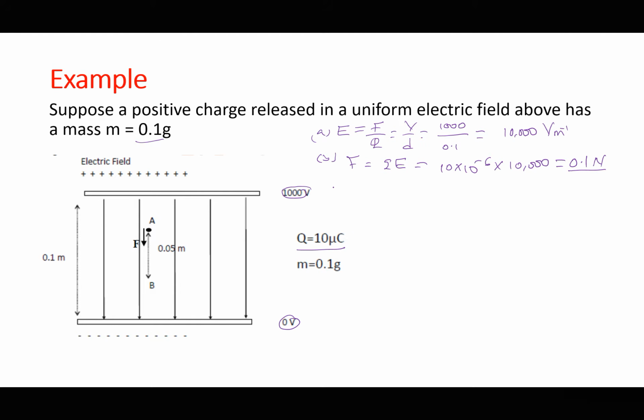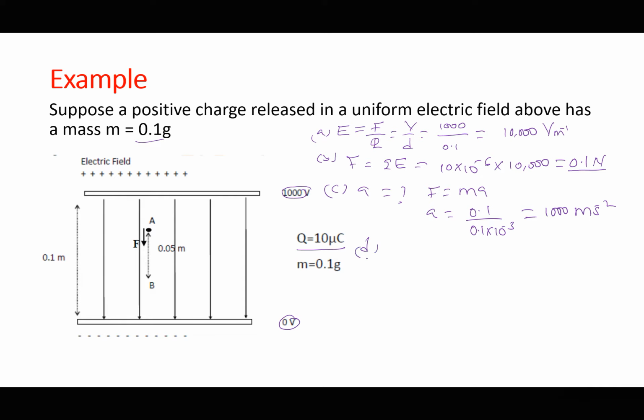If you want the acceleration, let's say in part C, we know that resultant force is mass times acceleration. So the acceleration is going to be the force, which is 0.1, divided by the mass. The mass is 0.1 times 10 power negative 3 to change to kilograms. And this gives you 1000 meters per second squared. So the acceleration of the charge is 1000 meters per second squared. If the charge was just released from rest at point A, we may want to find the velocity at point B.